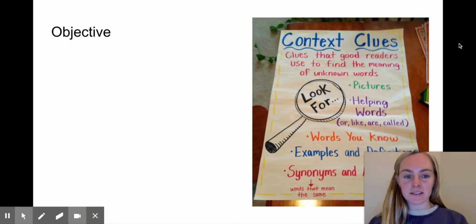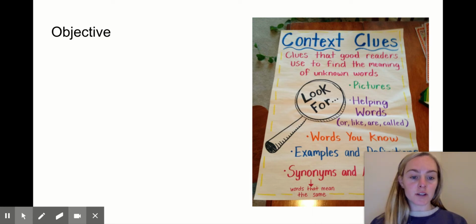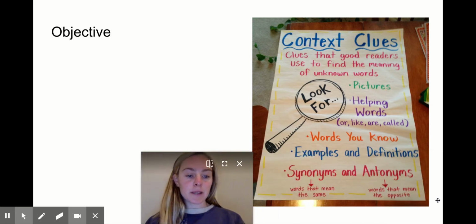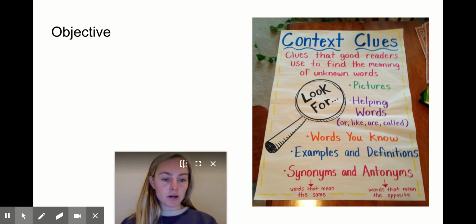So let's get started. If we remember, context clues are clues that good readers use to find the meaning of unknown words. And there are certain things that you look for. You look for pictures, you look for helping words, you look for words you know, examples and definitions, and synonyms and antonyms. If you remember yesterday, we worked with synonyms, which were words that mean the same.